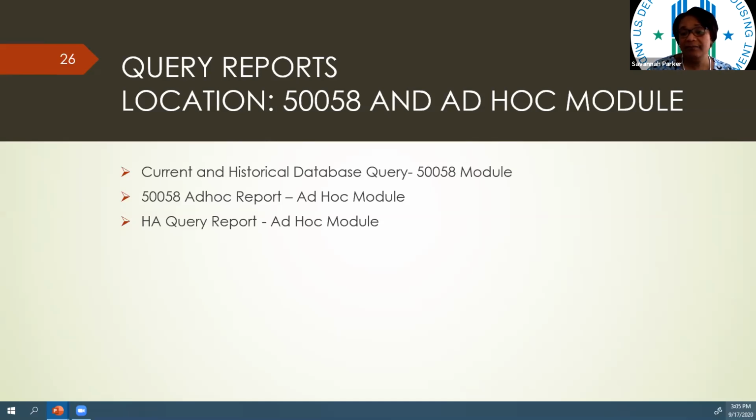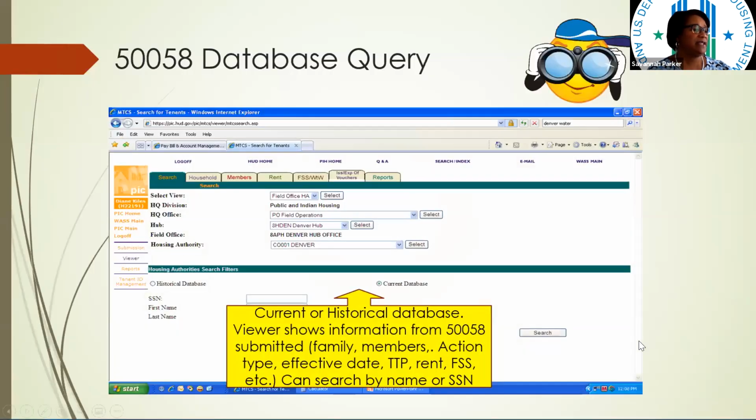You can query a tenant by first or last name or by social security number. When the screen comes up, let me see if I have that screen. Yes, I do. Okay, so when you put the tenant's information in, it defaults to the current database, which means it's going to give you the most current 50058s that are in the system for that tenant. There is a way to look at historical 58s for that tenant if you click on the historical database radio button over to the left, but it defaults to the current.